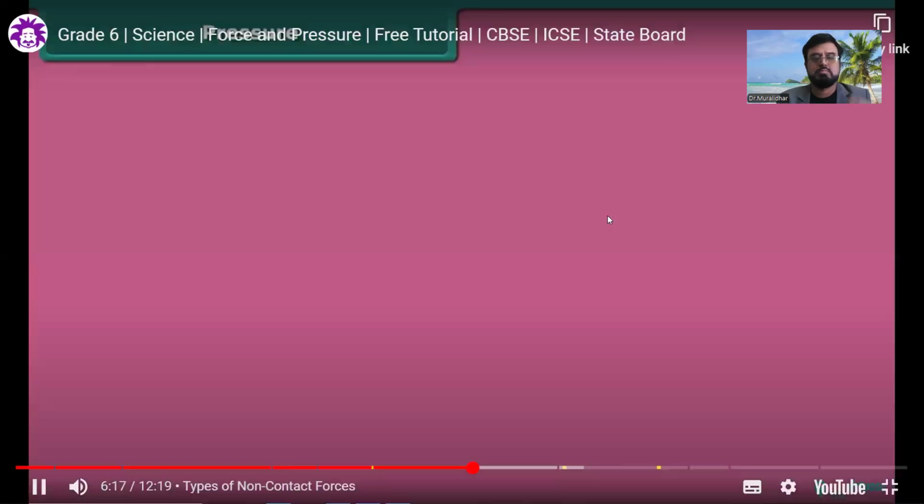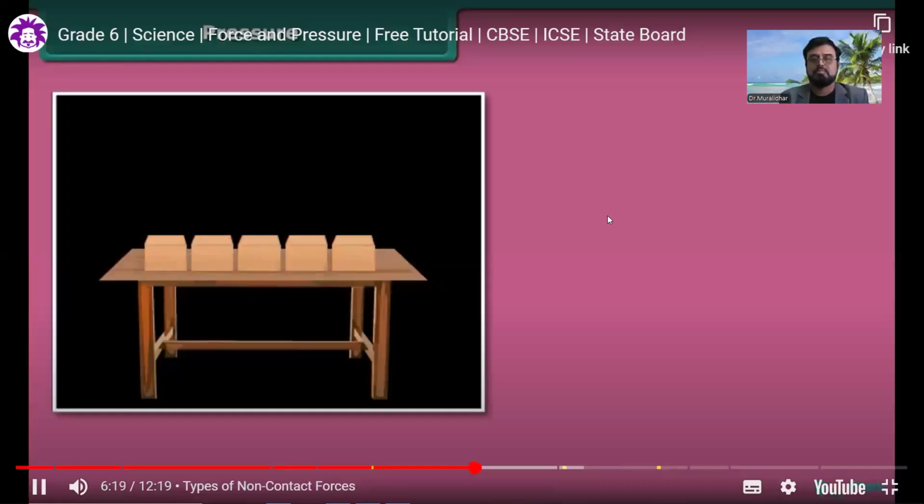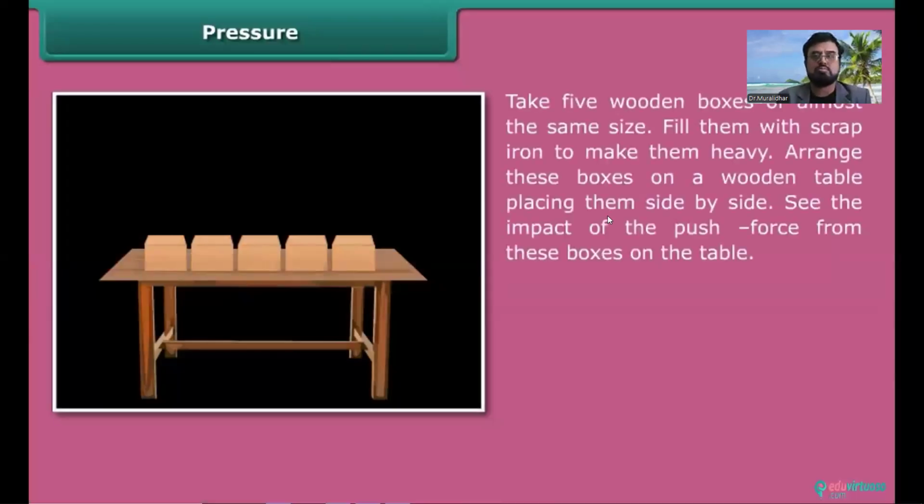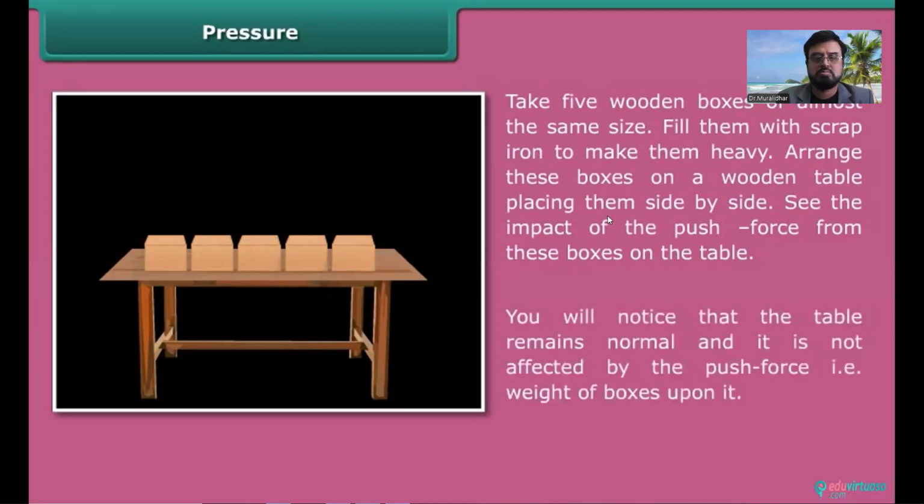Pressure. Let us perform an activity. Take 5 wooden boxes of almost the same size. Fill them with scrap iron to make them heavy. Arrange these boxes on a wooden table, placing them side by side. See the impact of the push force from these boxes on the table. You will notice that the table remains normal and it is not affected by the push force, that is, the weight of the boxes upon it.